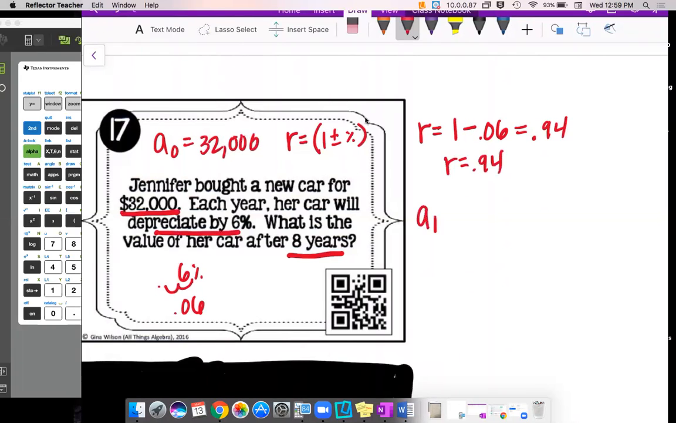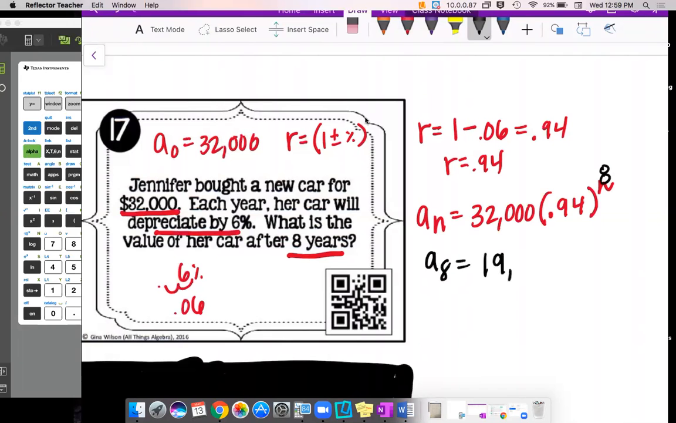So then I can write my equation, a of n equals, we're starting at 32,000. My multiplier is 0.94 raised to the n. Now, if I want to know how much it is after 8 years, I just plug in 8 right here for n, and then I plug it in my calculator, and we should get that a sub 8, or after 8 years, is $19,506.2.